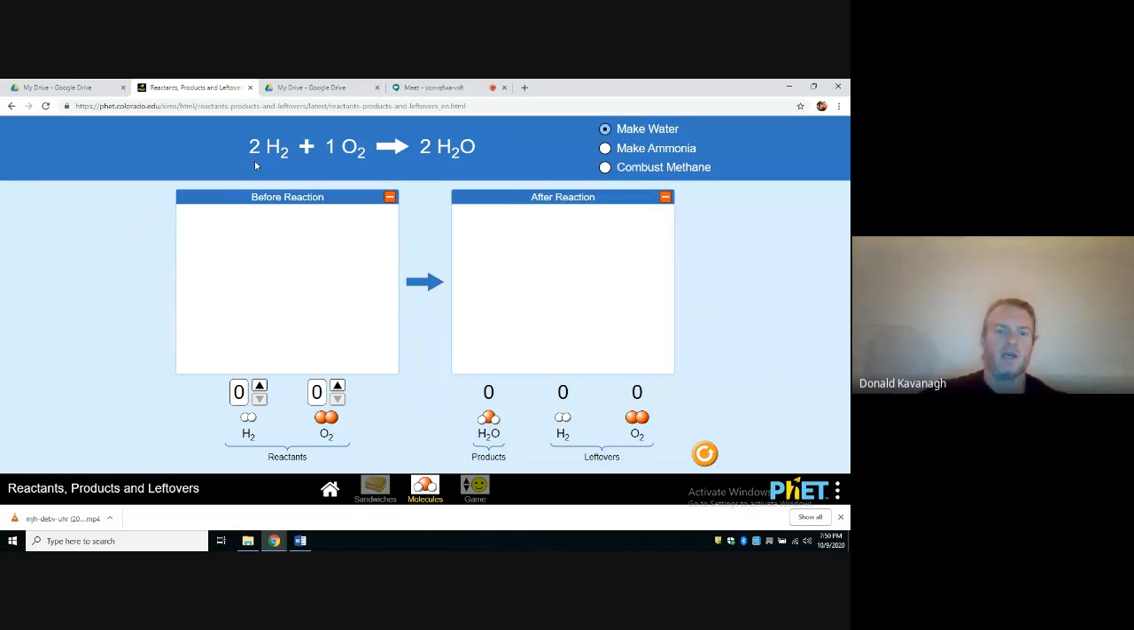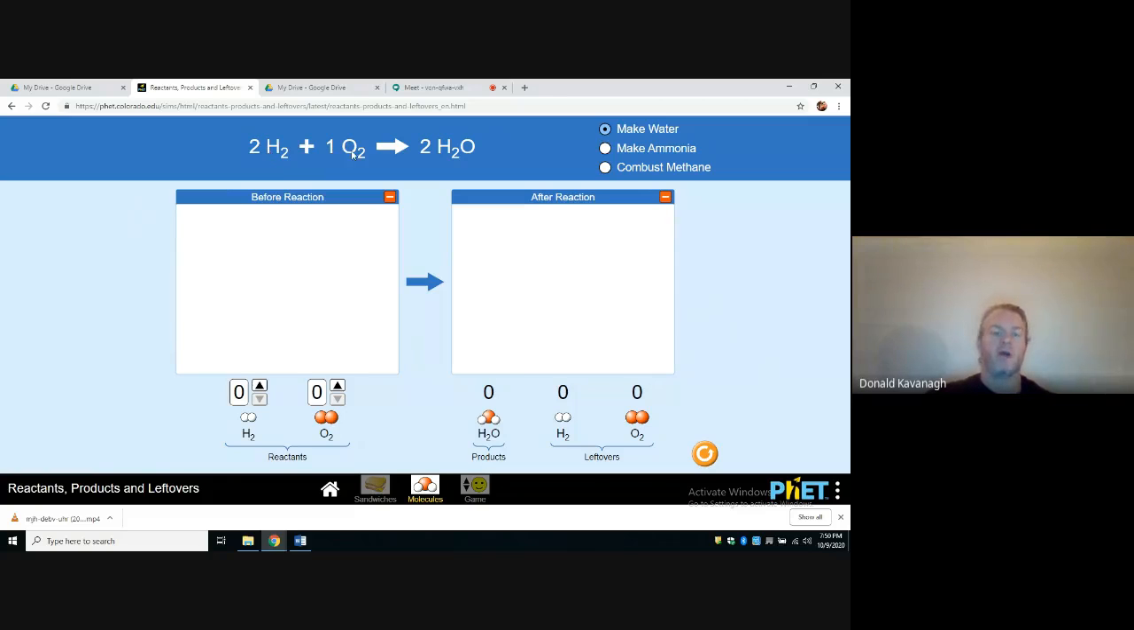This is a combination of hydrogen and oxygen gas to produce water, and we already have the balanced chemical reaction up here. And talking about what is an excess and what is a limiting reactant with respect to reality.